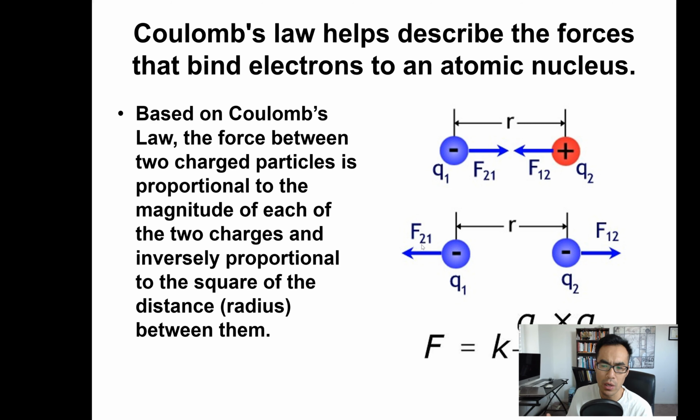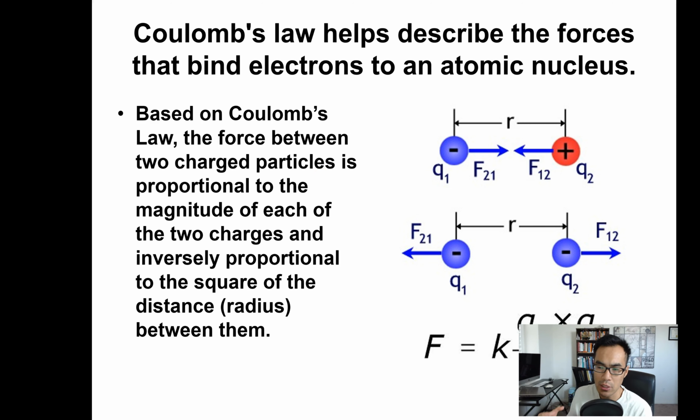Now, how do we use Coulomb's law in nuclear forces? It's pretty straightforward. Coulomb's law is basically this idea of attraction. So if you have a core electron versus an electron that is on the outside, that attraction is going to be pretty weak, because the distance is pretty far away. But if you get something a little bit closer together, like an inner core electron versus a valence electron, then you're going to get a little bit more attraction. So based on Coulomb's law, the force between two charged particles is proportional to the magnitude of each of the charges and inversely proportional to the distance between them.